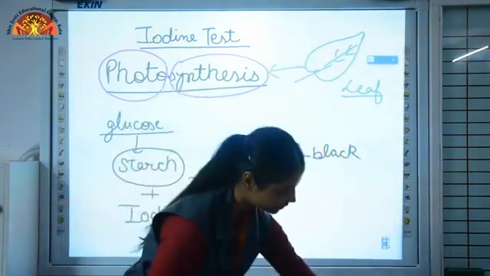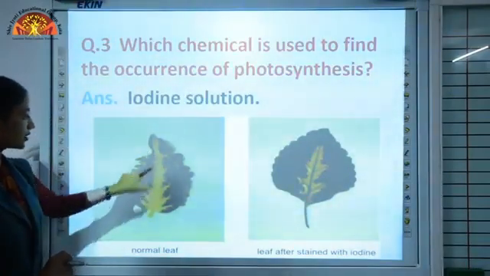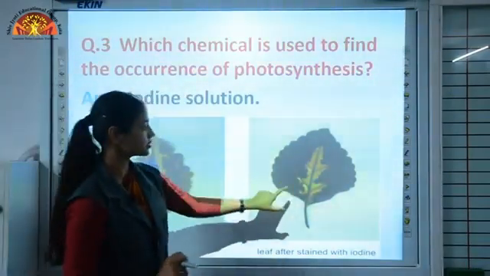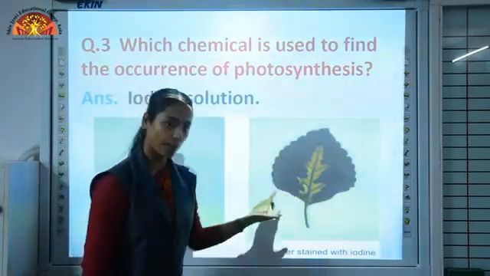as shown here. This is our normal leaf. You can see the green parts, and here it is blue-black color. It is looking completely black, but it is blue-black in color.